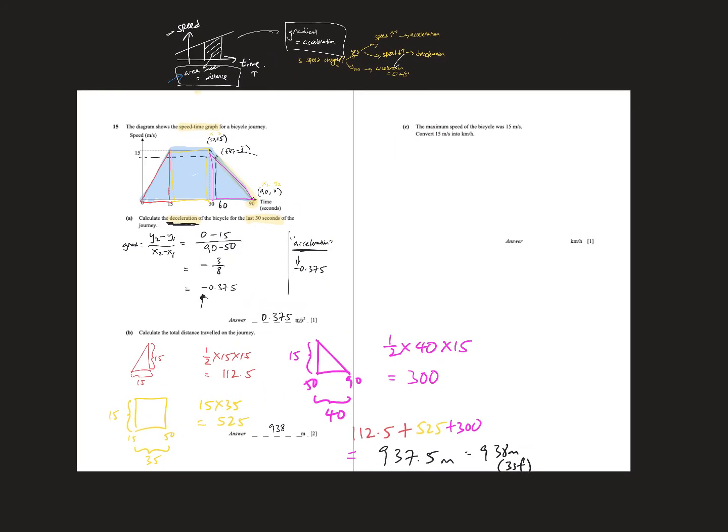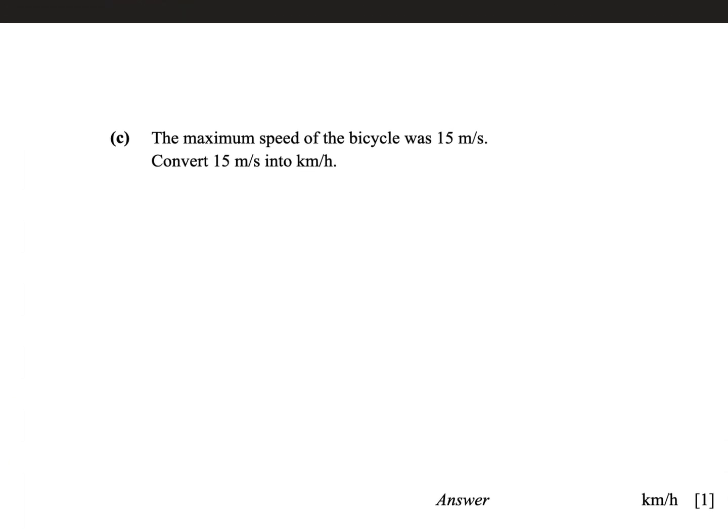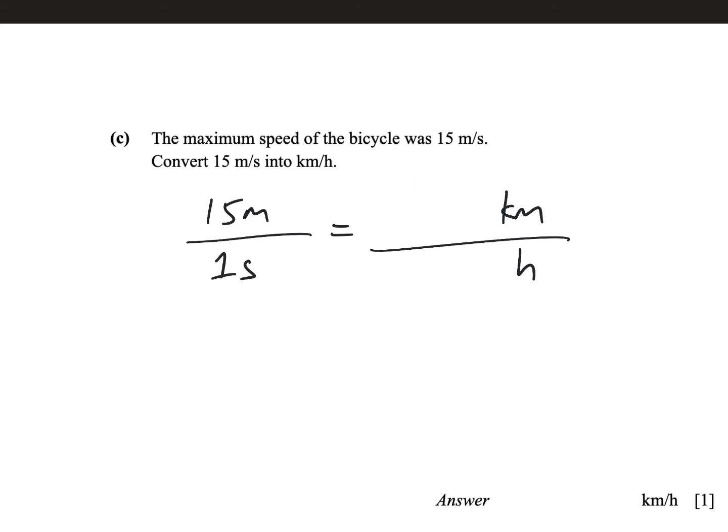Okay, now for part C, the maximum speed of the bicycle was 15 meters per second. And we want to convert 15 meters per second into km per hour. So for this part, let me show you how I like to convert units. So let's do 15 meters per 1 second. That's what it means. In every 1 second, you traveled 15 meters. And we want to eventually convert it to km per hour. It's honestly pretty complicated if you try to convert it all at once to km an hour. So let's just convert to km first and leave the denominator in seconds. So it's 1 second, it's still going to be 1 second.